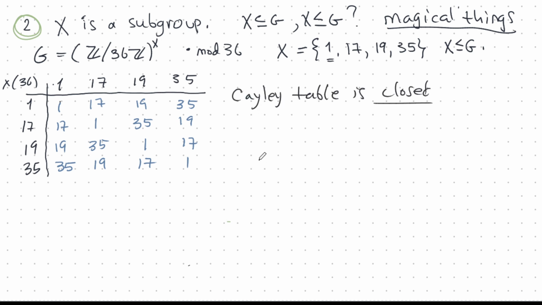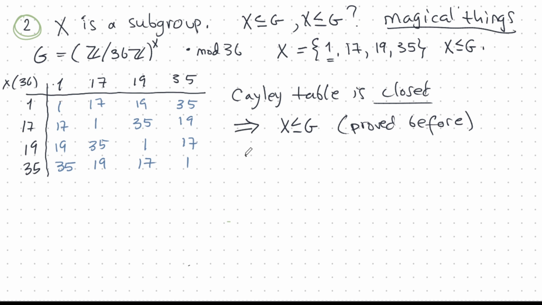The Cayley table is closed, and what does that imply? It implies that X is a subgroup of G. And why is this implication true? Because we proved it in an earlier video. I'll leave the links in the description box.